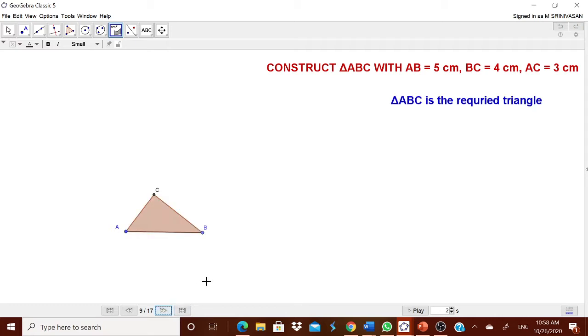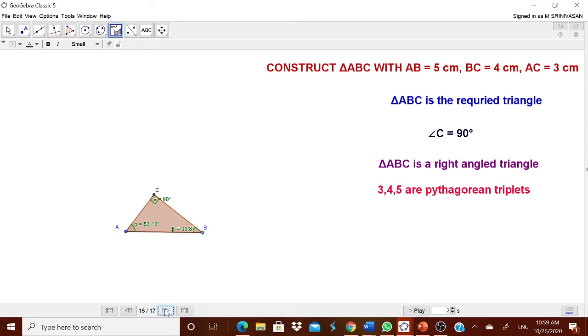Now what is the speciality of this triangle? We will try to explore the angles. When we explore the angle, we come to know that angle C is 90 degrees. Therefore, this is a right angled triangle. What are the numbers 3, 4, 5? These 3, 4, 5 are Pythagorean triplets. They have some speciality.